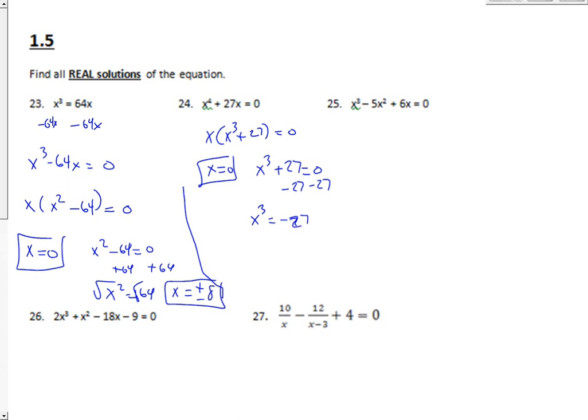When I take the cube root of a negative number, that's not going to make it an imaginary number. Only when I take even root values. So with the cube root of negative 27, I will get x equals negative 3. So I have my 0, and I have negative 3.